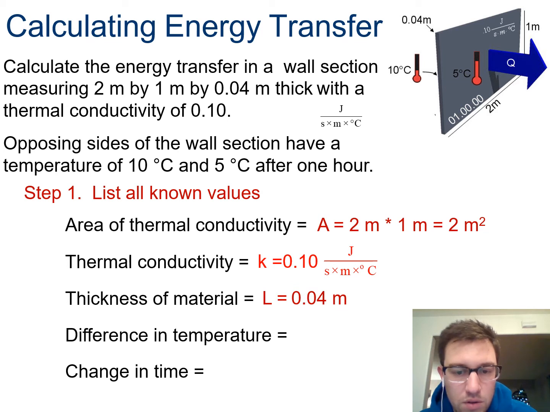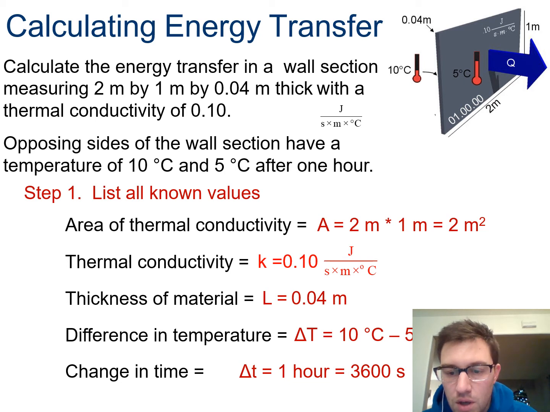Thickness of our material, L, is 0.04 meters. Difference in temperature, 10 degrees to 5 degrees. It's a 5-degree change in temperature. And difference in time, it tells us 1 hour. However, our constant tells us we should be in seconds. 1 hour is 3,600 seconds. If you don't know how to do that conversion, something to figure out, and we're not going to talk about it in this example here. Okay? All right.